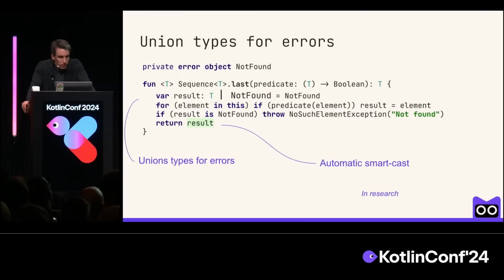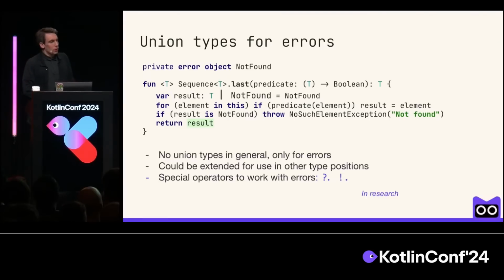And the missing part is the ability to specify union types for errors and exceptions. So the code uses a union type for the result type, and union types allow a variable to hold a value of one type or another. And in this case, either an element of the sequence or a special not found object. And note that in this case, the type system immediately helps us to streamline the code by putting automatic smart casts where it's needed. And I have to mention explicitly that this pattern with unions is designed specifically to handle errors and distinguish between successful and error cases.